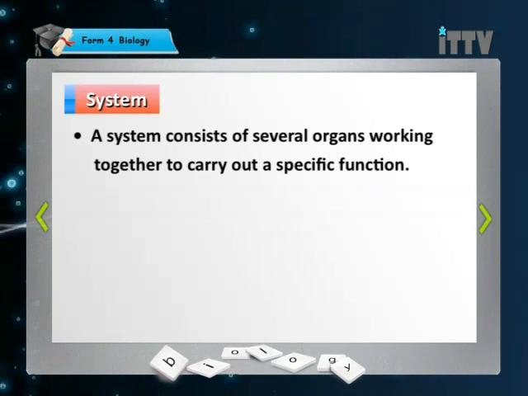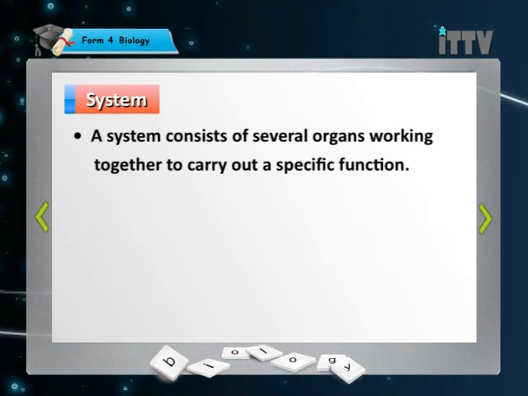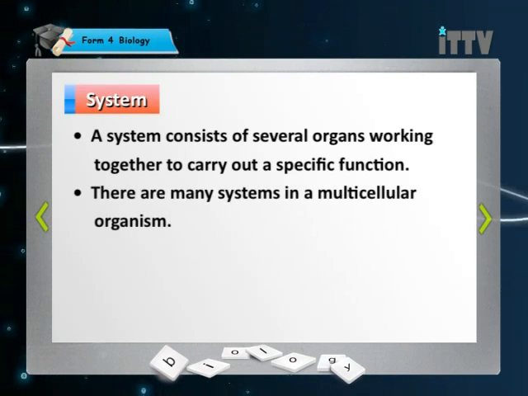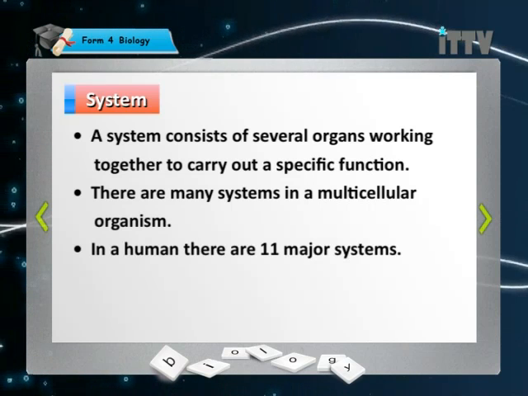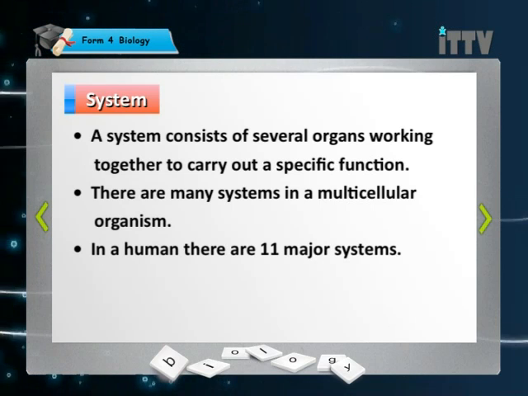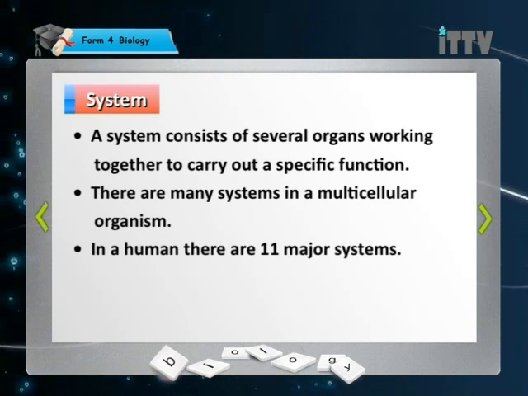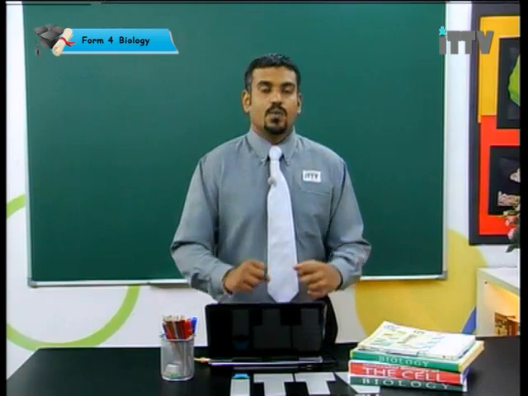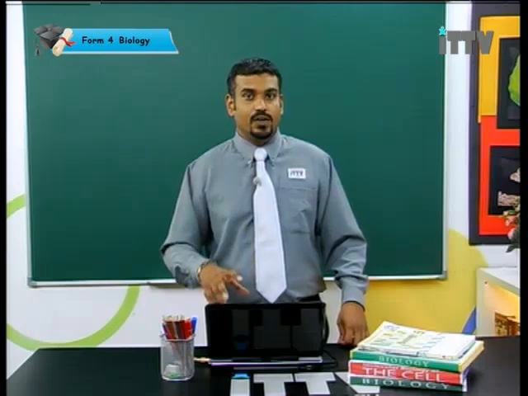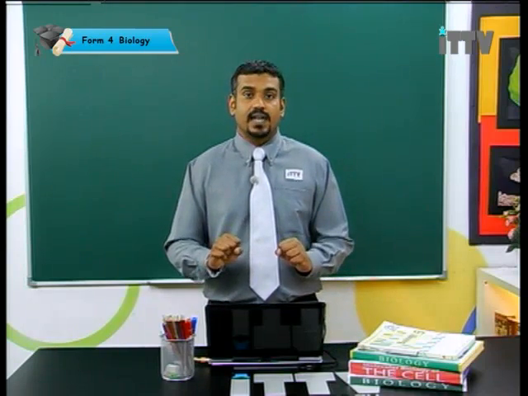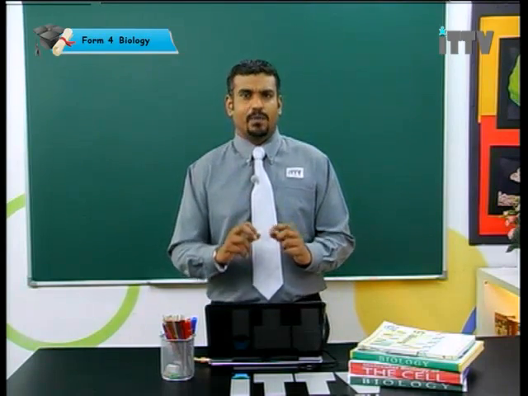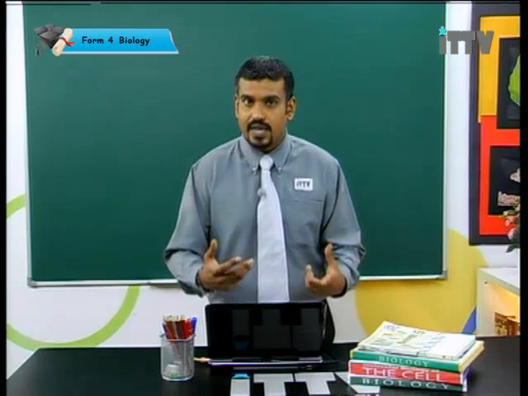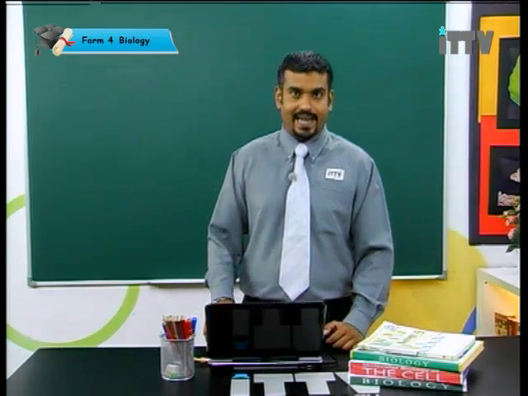A system consists of several organs working together to carry out a specific function. There are many systems in a multicellular organism. In humans, there are 11 major systems. These 11 major systems were introduced to you first in Form 1. Let's take a look in detail at what these systems are, and I'll give you a brief explanation about each one, which will act as an introduction for your future. Let's take a look at the systems now, one at a time.